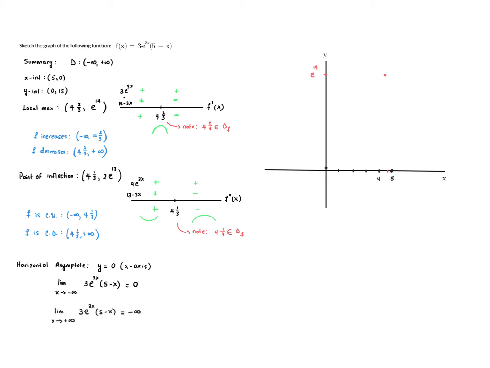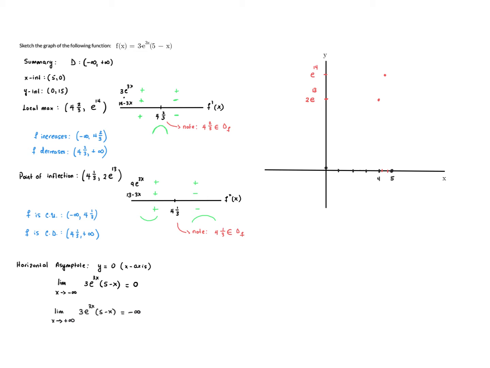And then now let's sketch this one right here. This is going to be 2 times e to the 13. So it's going to be a little bit lower. And that's going to happen at 4 1/3. So let's say we place it somewhere here. So this is going to be 2 times e to the 13. And remember that this is exactly the point of inflection, this point over here.